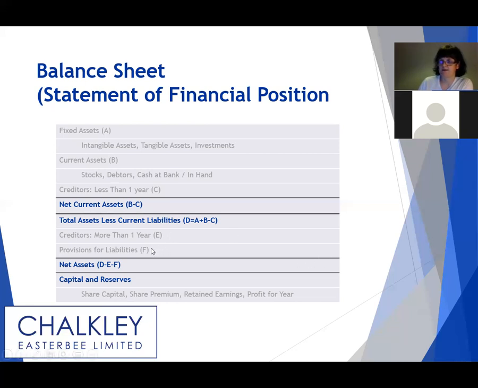You have provisions for liabilities, that gives you your net assets. Now, your net assets then have to match off the total that you have in terms of capital and reserves. So your reserves are things like your share premium or other different amounts you have as capital held within the business. So you've got your retained earnings, profit for the year.